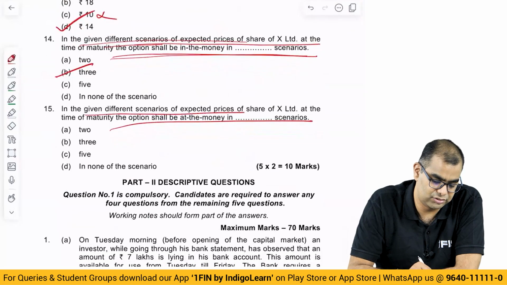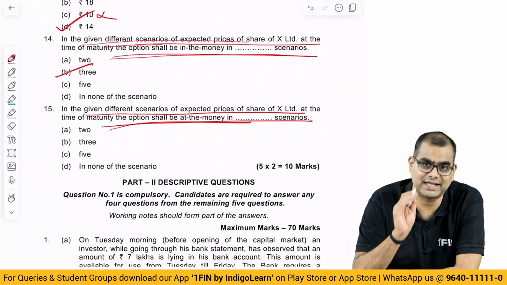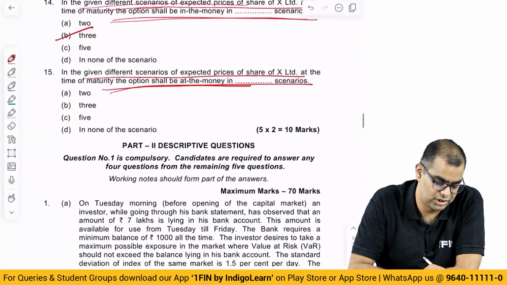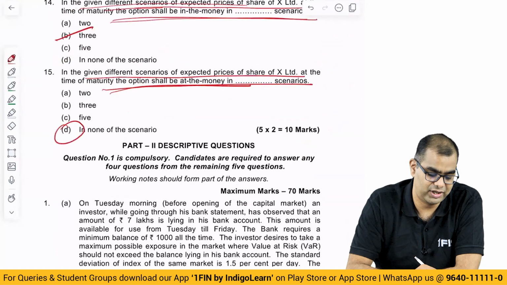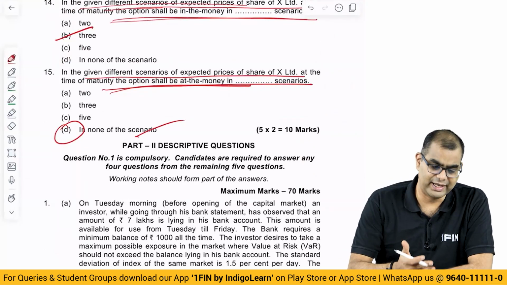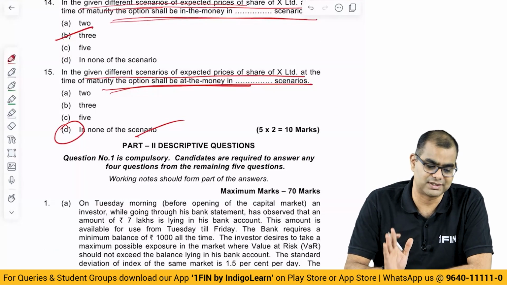In the given scenario, at the time of maturity, the option shall be at the money. At the money means exactly at 150. Do we have a probability for 150? No, we don't have. So the answer is 0, in none of the scenarios. Okay, this is the answer. So see, it's a fairly simple thing. It is not complex, right? And again, as I said, it is directly from P600 plus the questions.